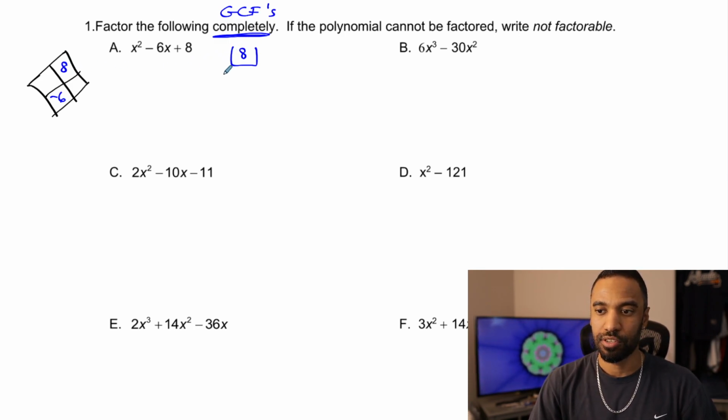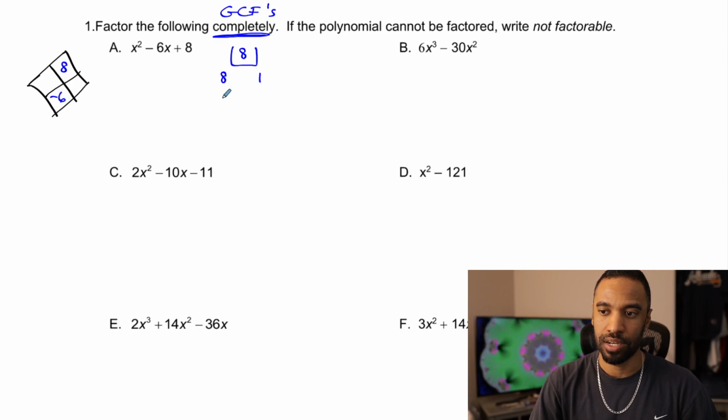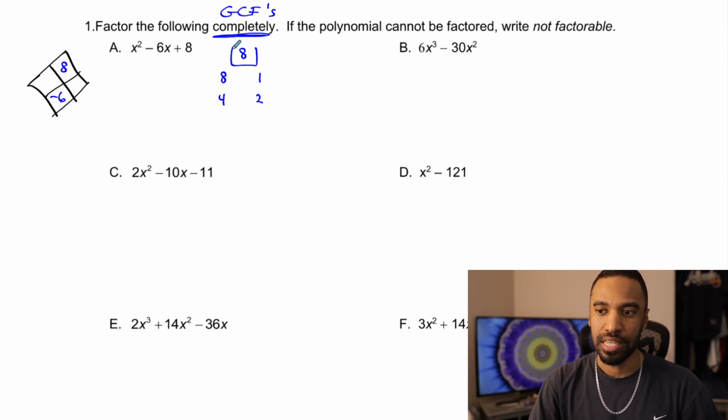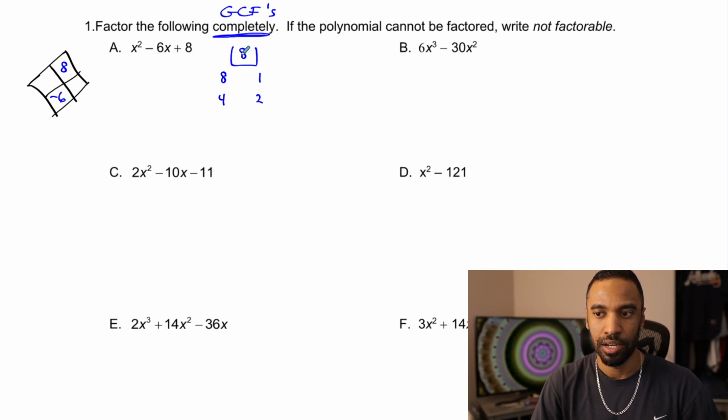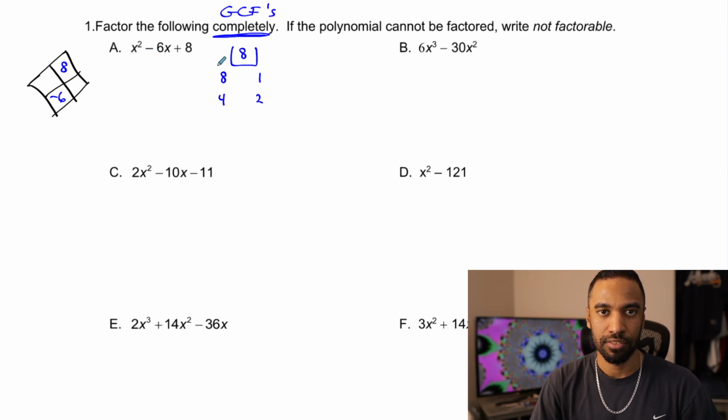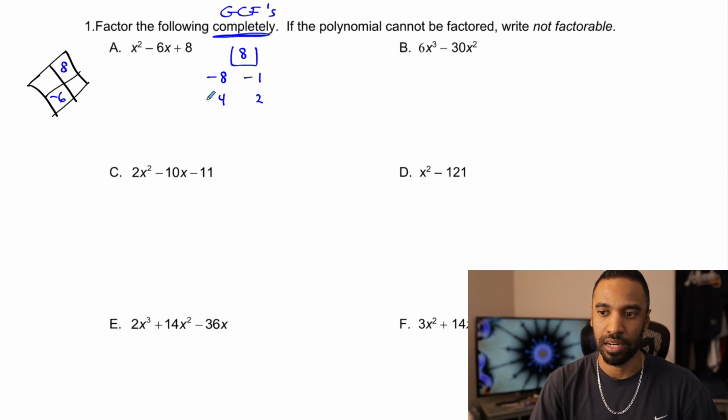What I'm going to do, guys, is list factors of 8, which are 8 and 1 and 4 and 2, and I'm writing them as if I'm dividing by 1 to get 8, dividing by 2 to get 4. Now, I need two numbers that add to make negative 6. Because the product is positive, I will have either two positives or two negatives, but because the sum is negative, I'm looking at sets of two negatives here.